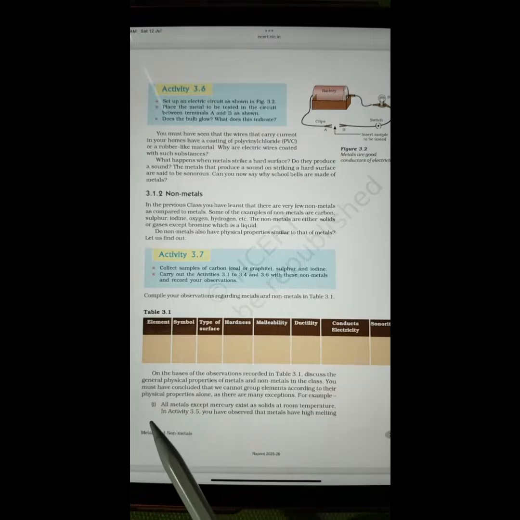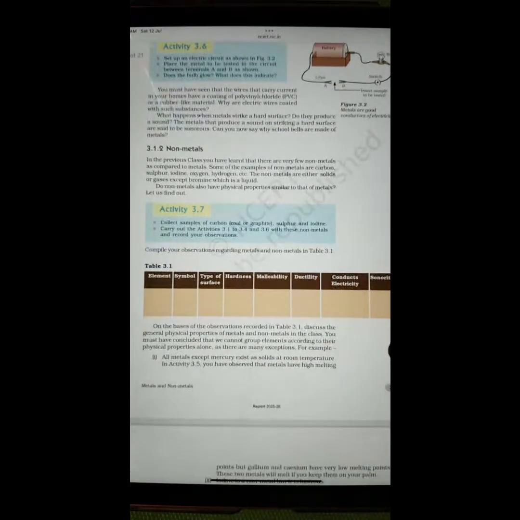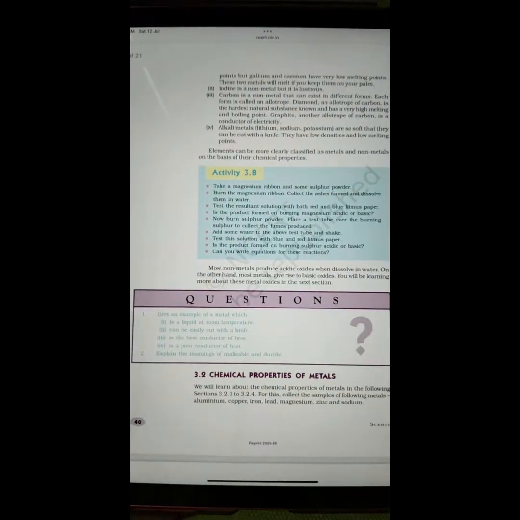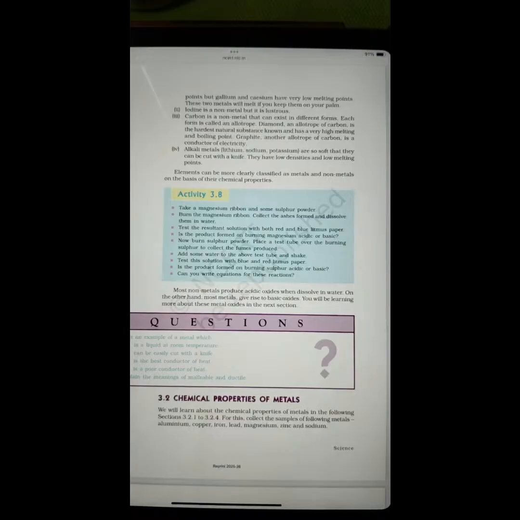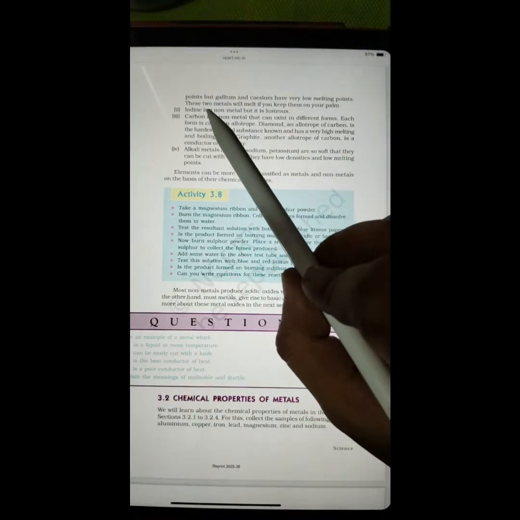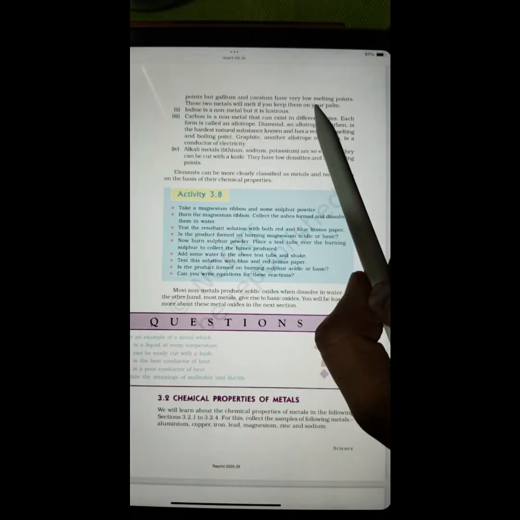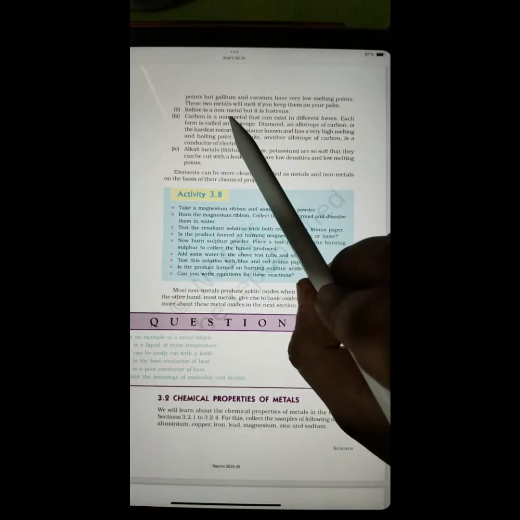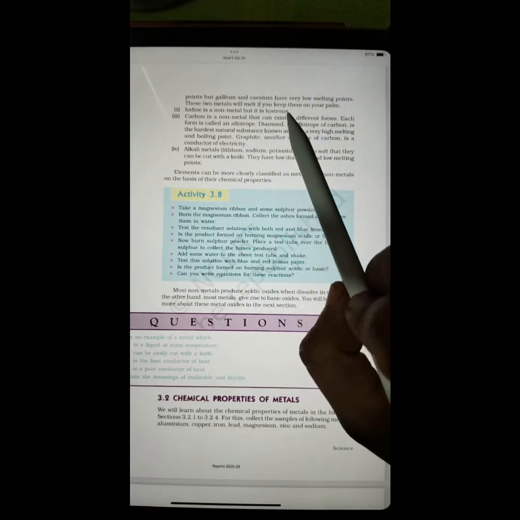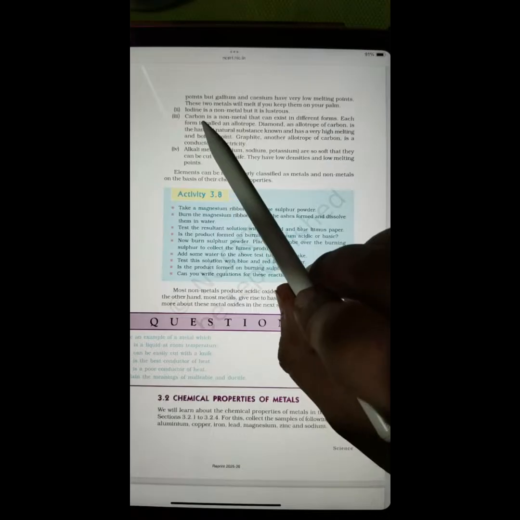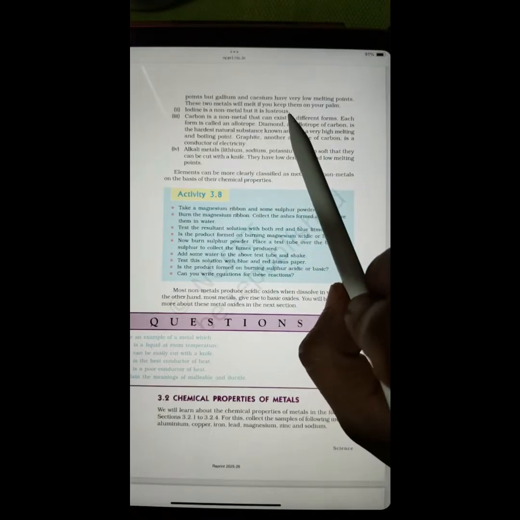For example, one: all metals except mercury exist as solids at room temperature. In Activity 3.5, you have observed that metals have high melting points, but gallium and cesium have very low melting points. These two metals will melt if you keep them on your palm. Iodine is a non-metal, but it is lustrous.